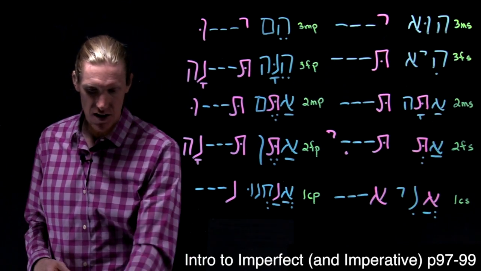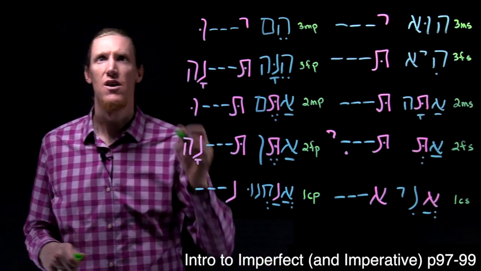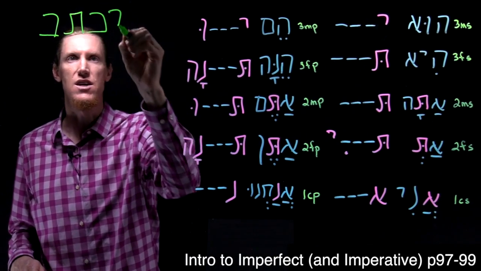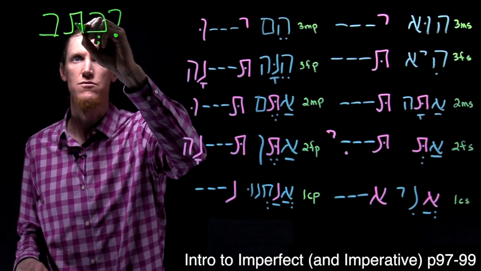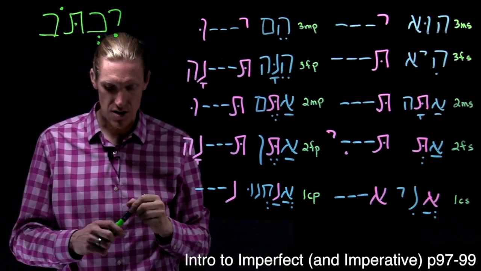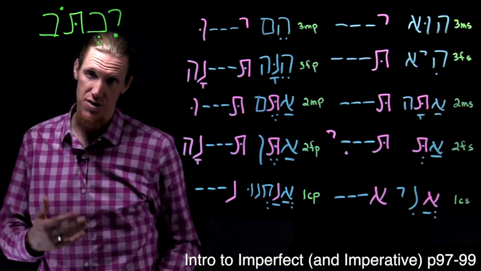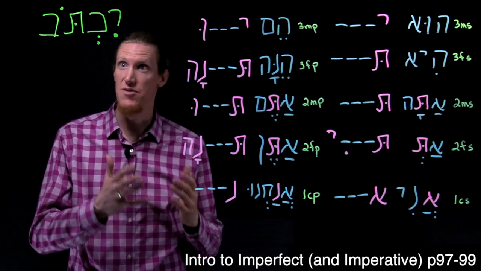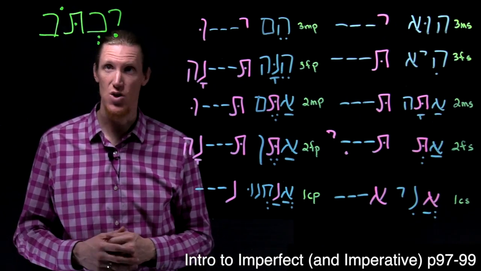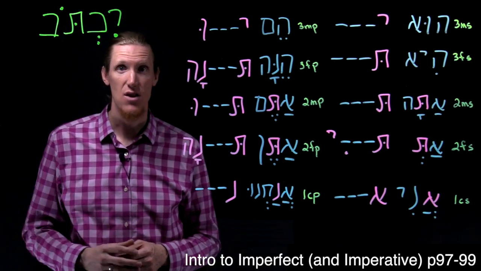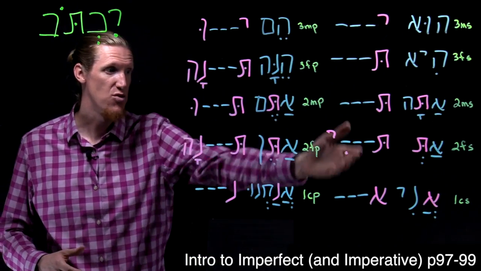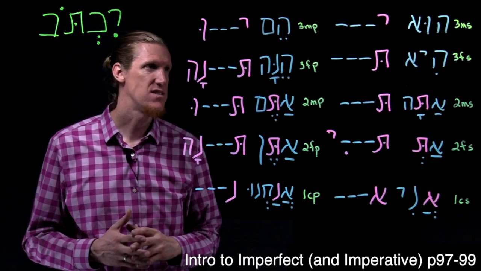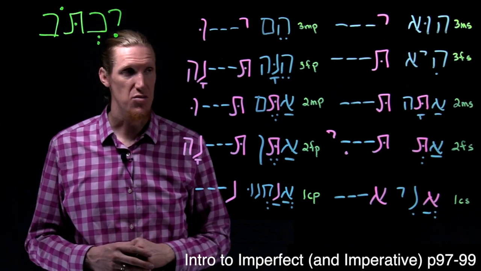Now let's take the example of yichtov. Yichtov is the imperfect, third masculine singular imperfect of the root kaf, tav, beit, which means to write. So this we would translate either as he writes or he will write. We'll just take that through the whole chart just to give you an idea of how these translate based on what person, gender, and number it is.